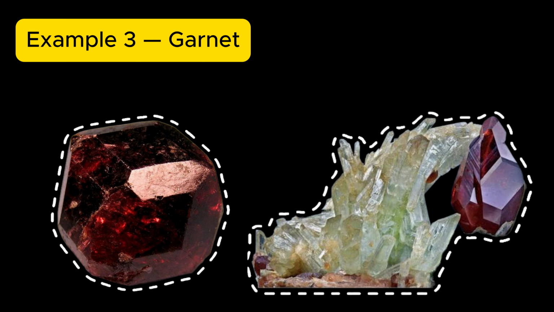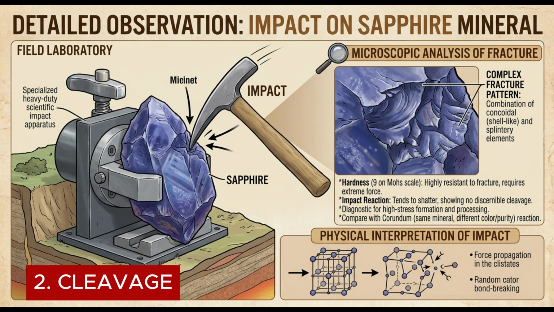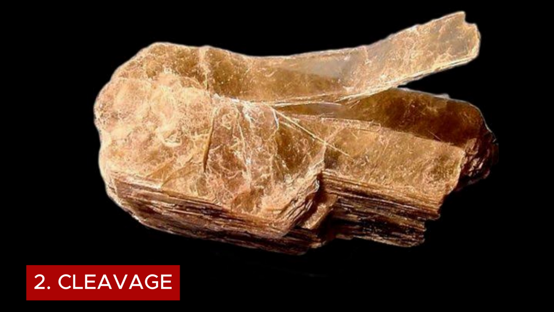Imagine hitting a mineral with a hammer. Will it break randomly? Not always. Some minerals have preferred directions along which they break. This property is called cleavage. Cleavage occurs because certain planes within a crystal structure contain relatively weaker bonding. When the mineral breaks, it tends to follow those planes.